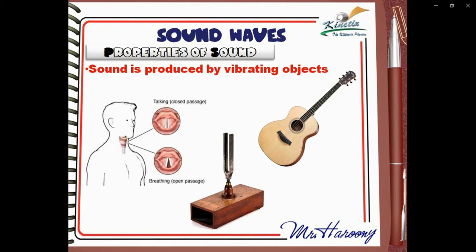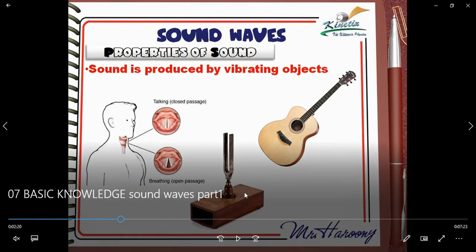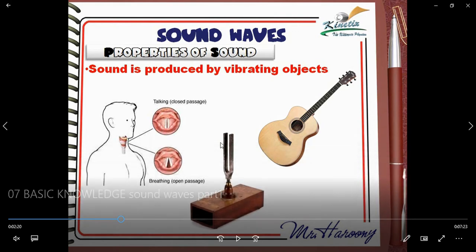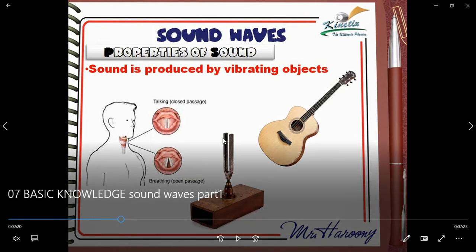We can use a pith ball, P-I-T-H, pith ball, and this machine is called a tuning fork, T-U-N-I-N-G, tuning fork, F-O-R-K. So this is called a tuning fork, and we need a pith ball. If you hit this tuning fork using the pith ball, then you can create the sound.